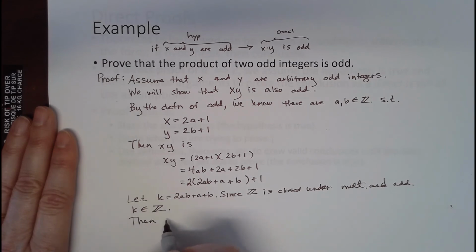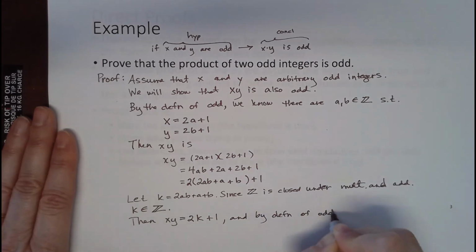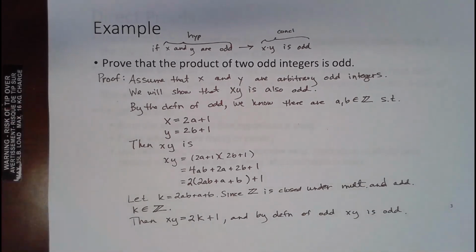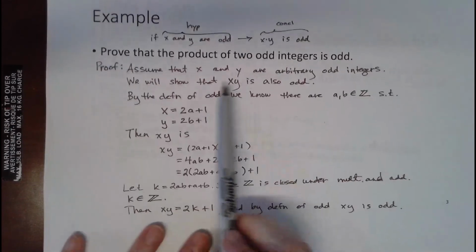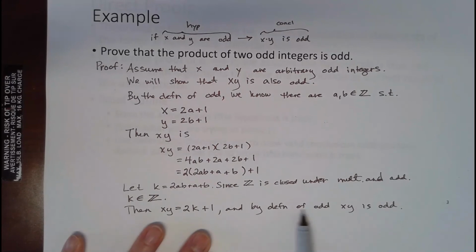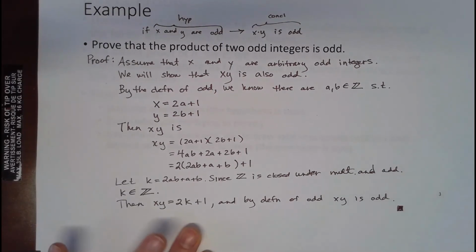So then we have that xy equals 2 times k plus 1. And by definition of odd, xy is odd. Or you could just say by definition, xy is odd. Okay, that's exactly what we set out to prove. We said we were going to show that xy is odd. We just did show that xy is odd. So that would be the end of it.